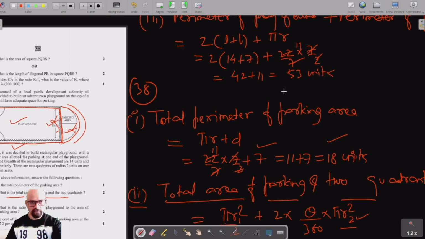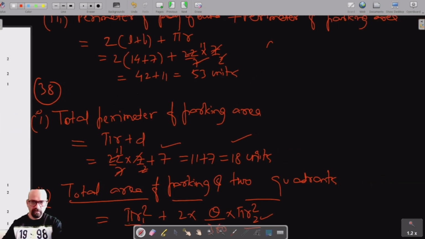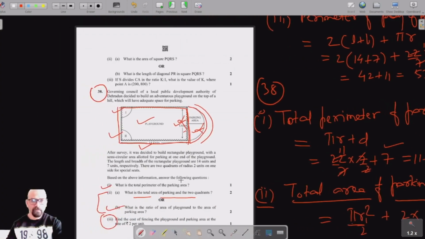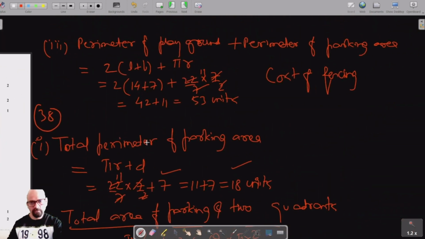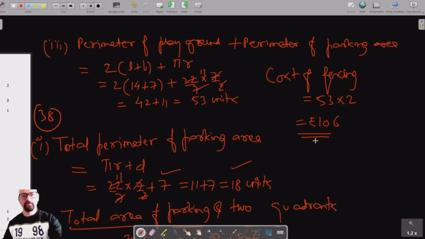This is the total perimeter, and now we have to find the cost of fencing. So the cost of fencing is, it's given, rupees 2 per unit. So this has to be multiplied by 53, multiplied by 2. So 53 into 2 is 106 rupees. So this is the cost of the fencing.